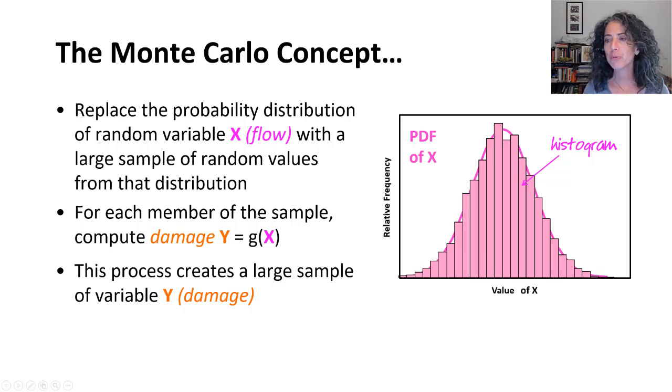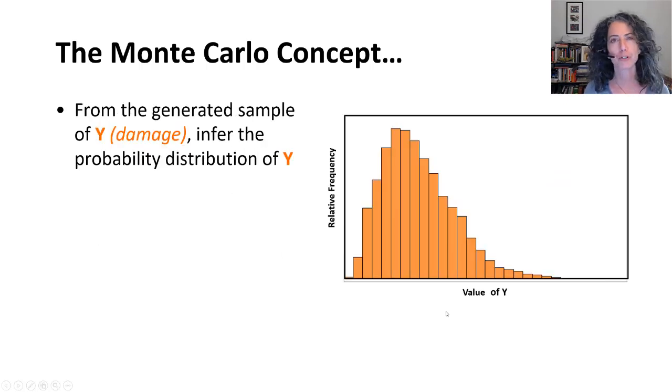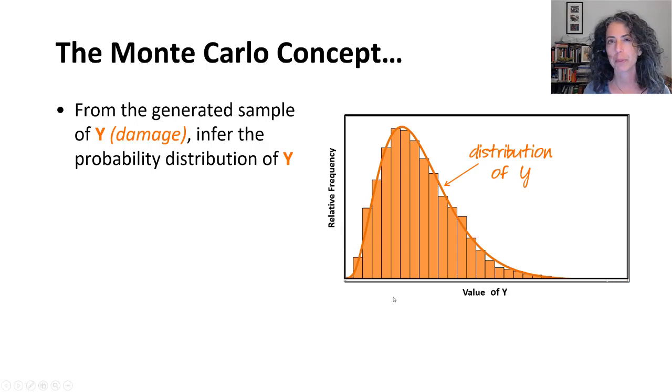Now, for each member of the sample of x, I'm going to compute this function y equals some function of x, right? So for every sample member, I'm computing damage y. This process is going to create a large sample of y. Here's my large sample of y, of damages. And from that large sample, I can infer the probability distribution of y with the same methods that we're learning in this class this week. So now, based on my probability distribution of x and the function of y given x, I have a distribution of y.